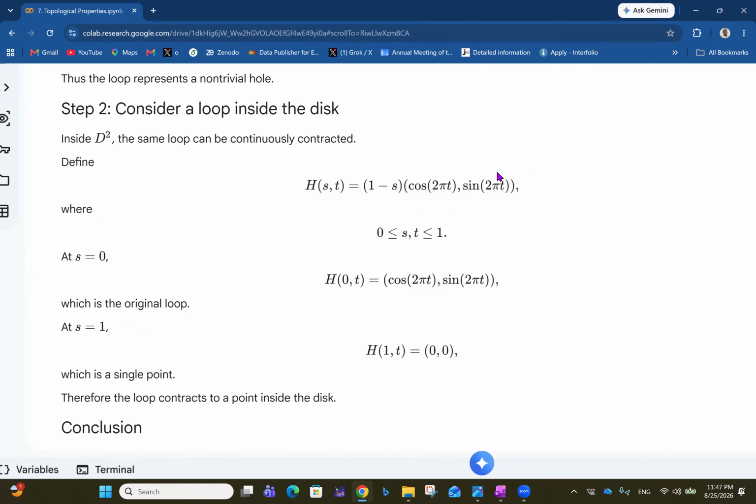Of course, there are similarities between a disk and a circle. The only difference is that for a circle, x squared plus y squared is equal to 1, but for a disk, x squared plus y squared is less than or equal to 1.